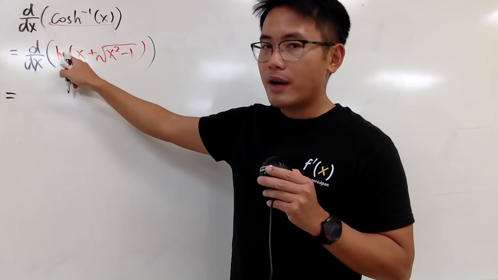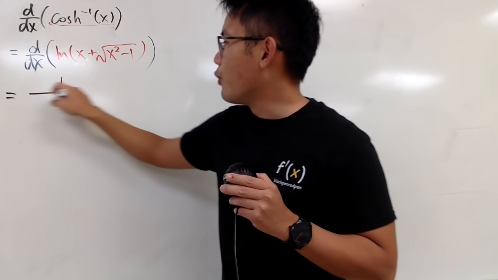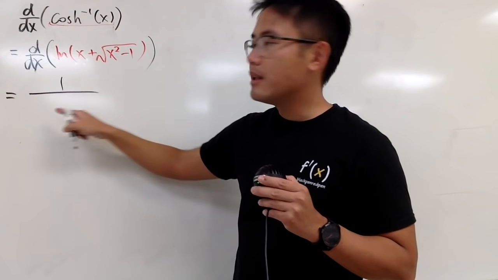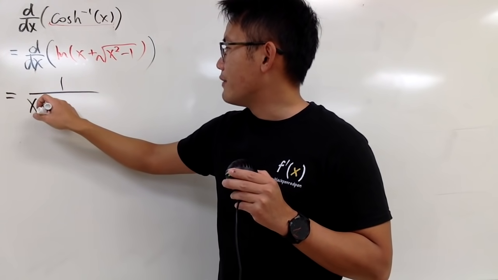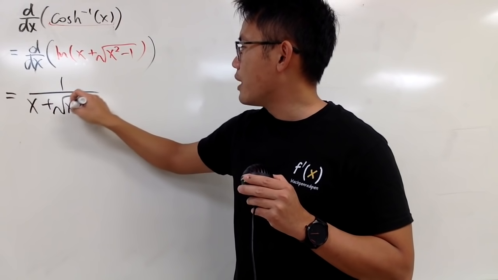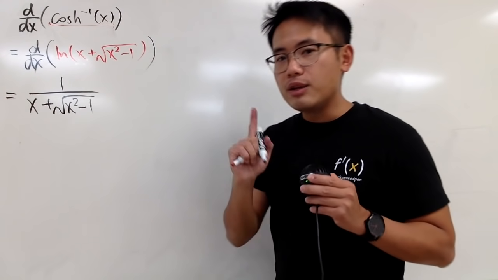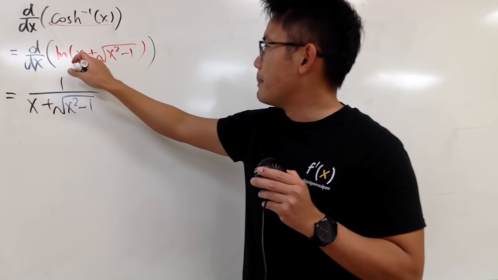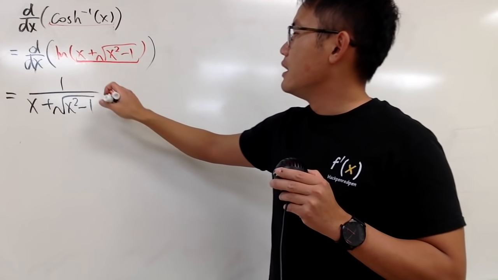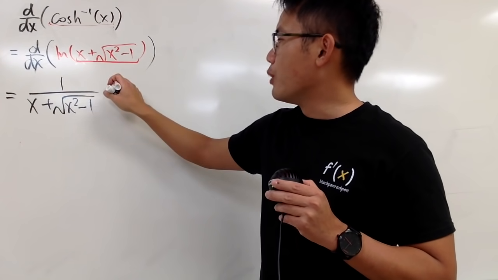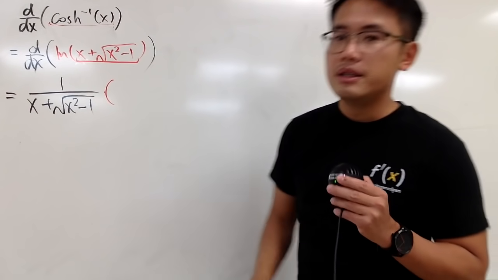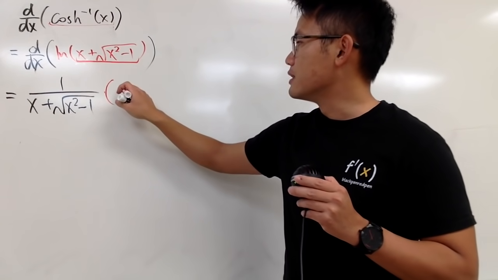The derivative of ln is just going to be 1 over whatever you have inside. That goes down right here. So we have x plus square root of x squared minus 1. And then you have to remember the chain rule. You have to multiply by the derivative of the inside. And since it has two terms, be sure you open the parentheses for both terms. The derivative of x is 1.